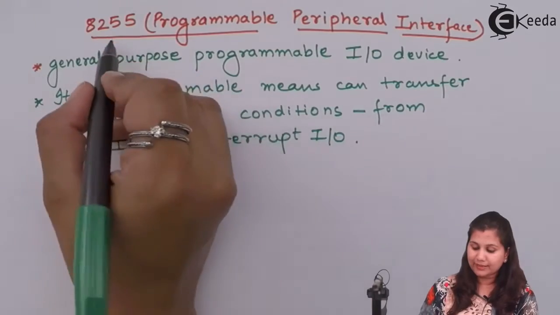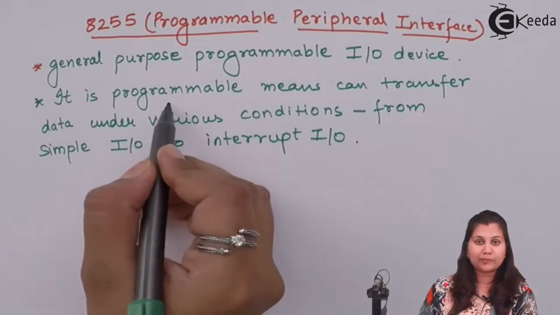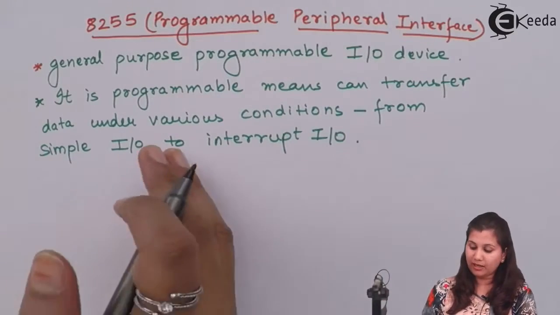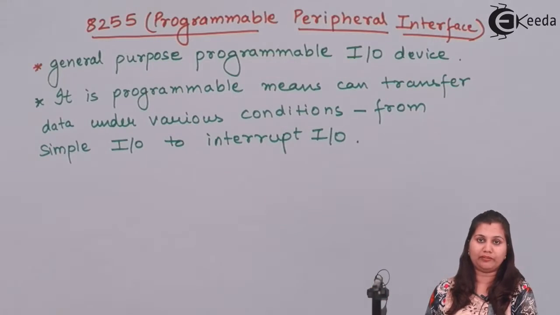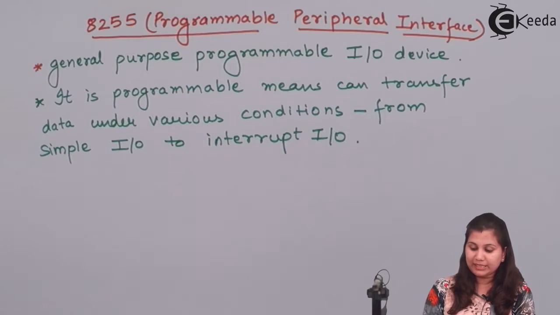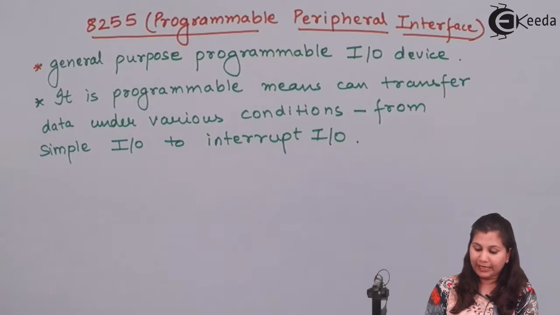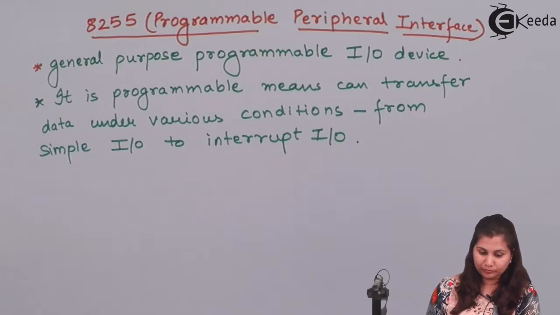We are saying that this is a programmable peripheral interface. So we are saying that it's a programmable device. So it means that it can transfer the data under various types of conditions, from simple input output device to the interrupt input output device. It means it is acting as a communication path between the microprocessors so that they can have interaction with each other. Okay.